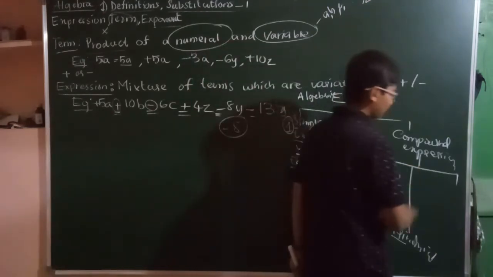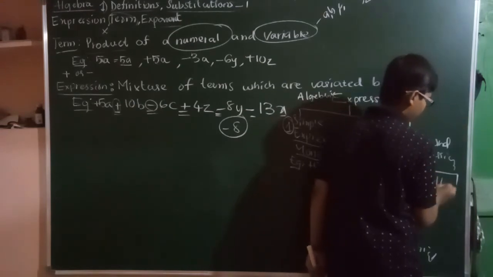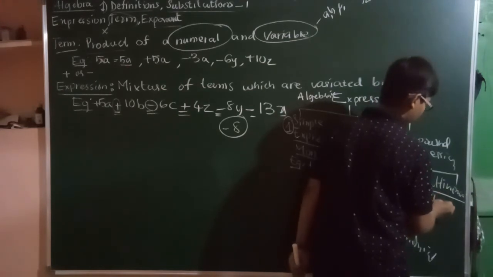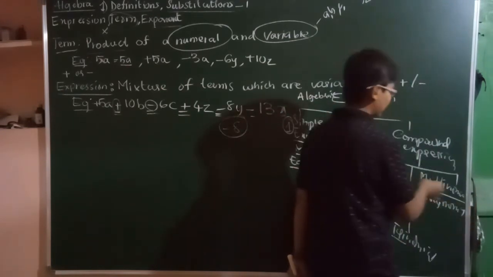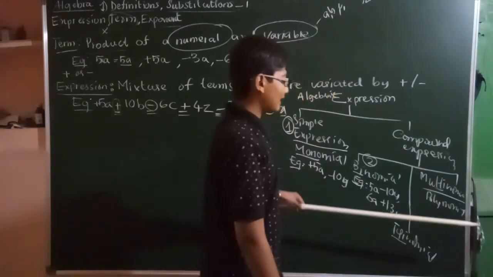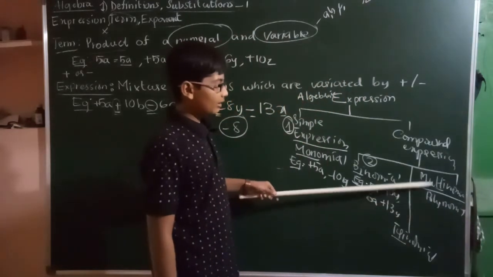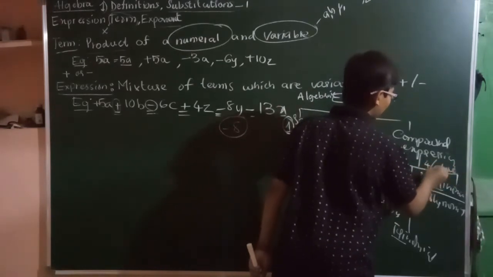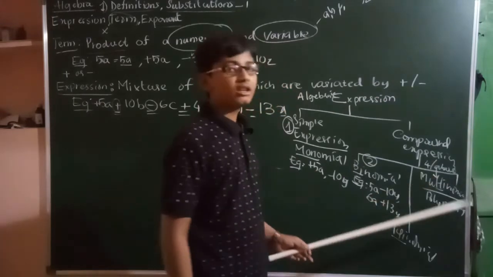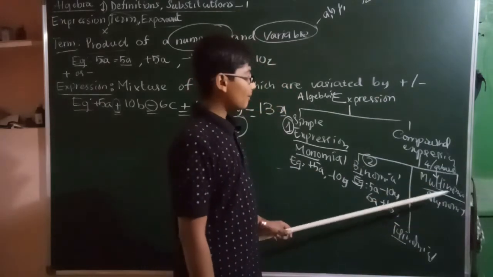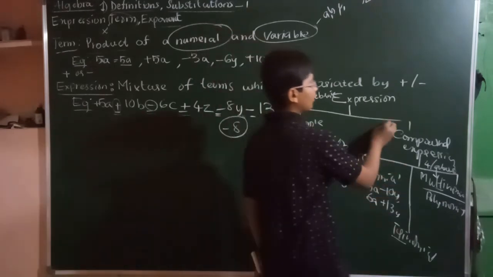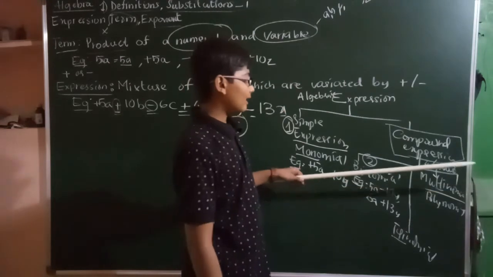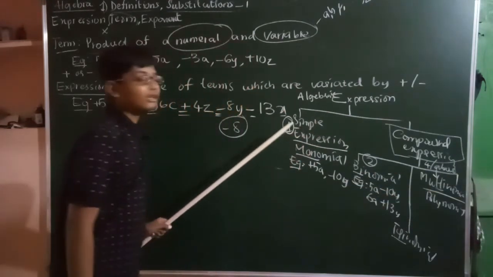Another type of compound expression is multinomial, or polynomial. Multi means more, poly also means more. If it has 4 or above terms, we call it a multinomial. A compound expression is nothing but an expression which has more than one term. A simple expression is nothing but only one term.